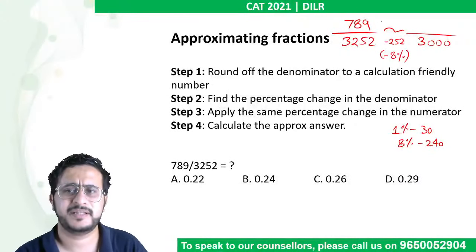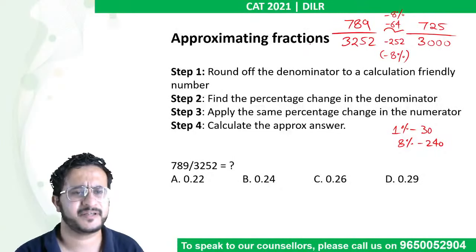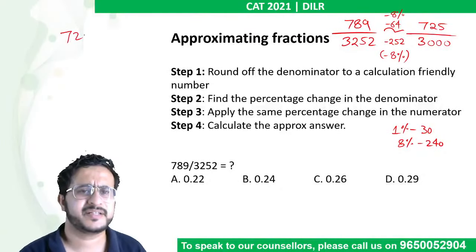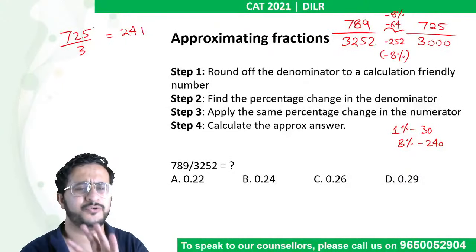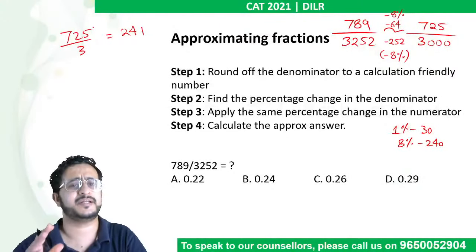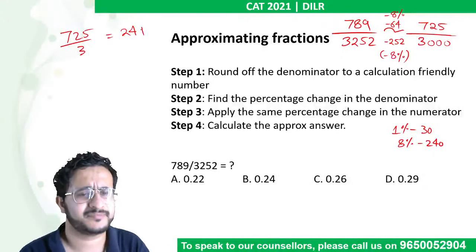Apply the same in the numerator. 8% of 789 would be, take it 800, 8% of 800 is 64. Subtract 64, what do you get? 725. Divide 725 by 3, what do you get? You get the digits 241. You do not have to worry about where to put the decimal, where to have zeros and all. You get digits 241.